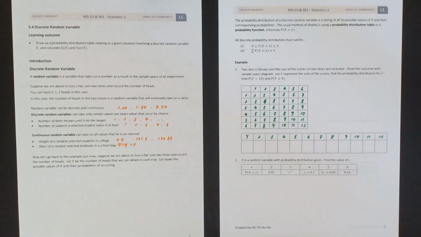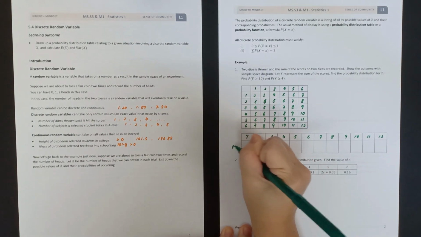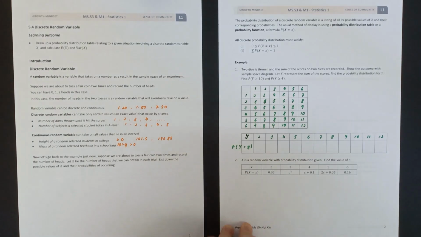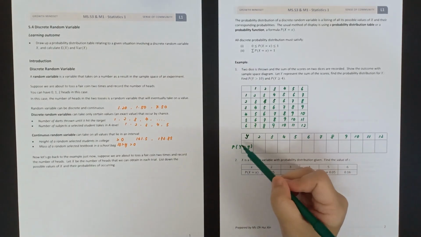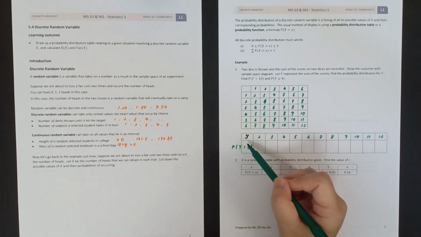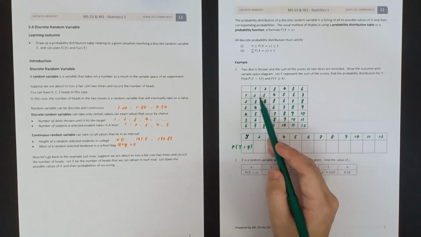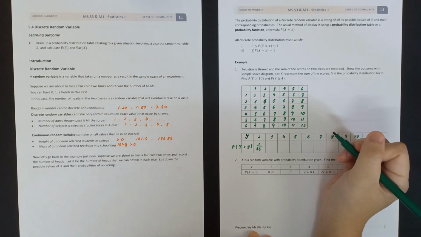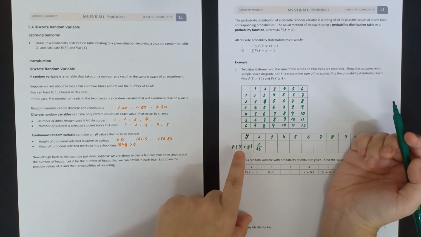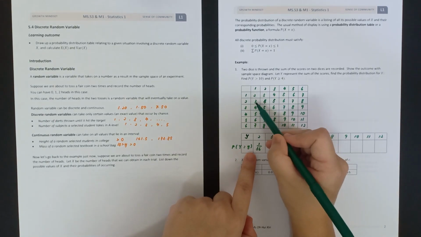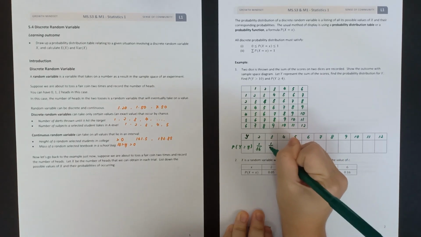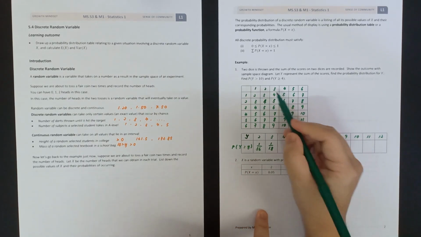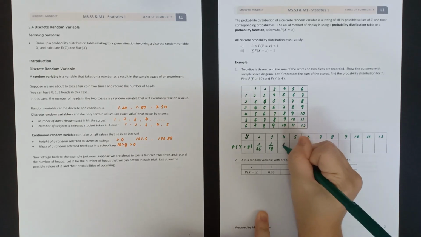Now you can work out the probabilities. You still remember how to write this: probability for big Y equals small y. Sorry, this one should be a small y. When small y equals 2, the probability that the sum of the score is 2: how many do you have? 1 over 36. For the sum equal to 3, you have 2 here, which is 2 over 36, which gives you 1 over 18. For the sum equal to 4, you have 1, 2, 3, which is 3 over 36, which is 1 over 12.